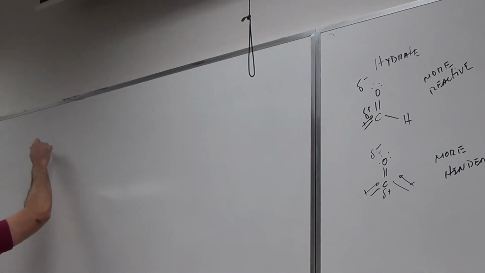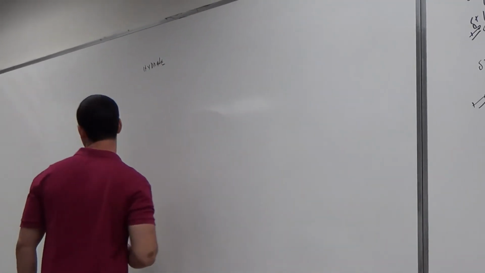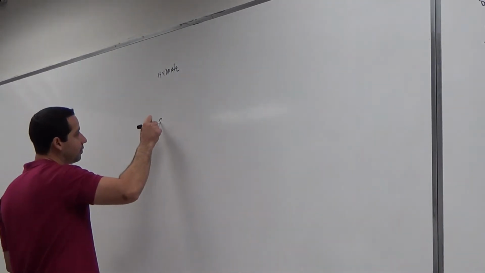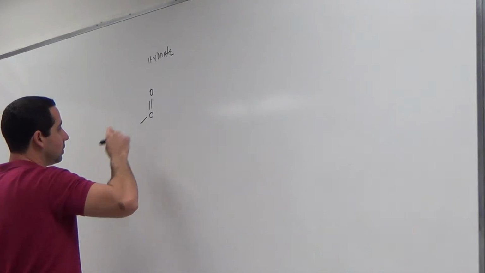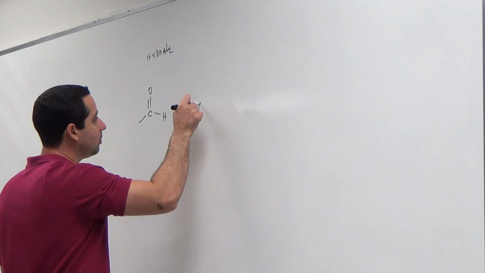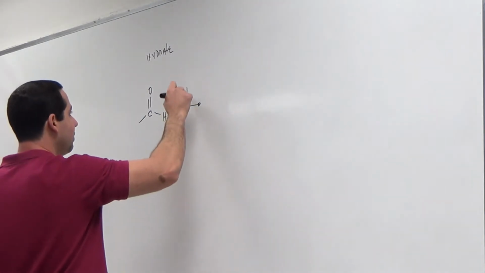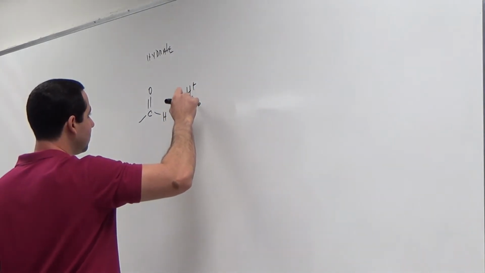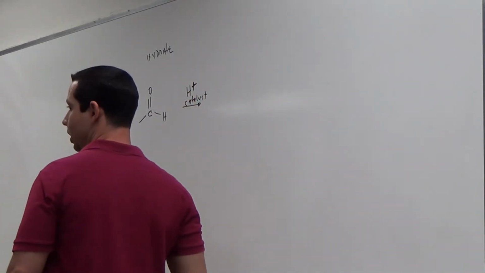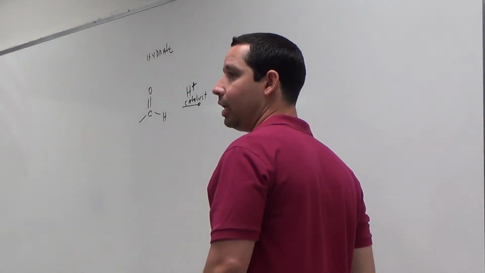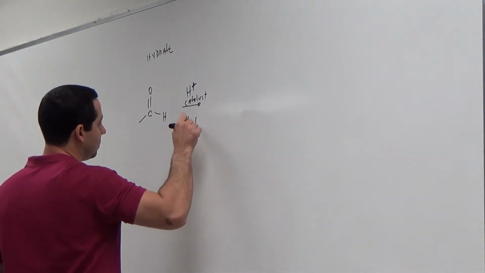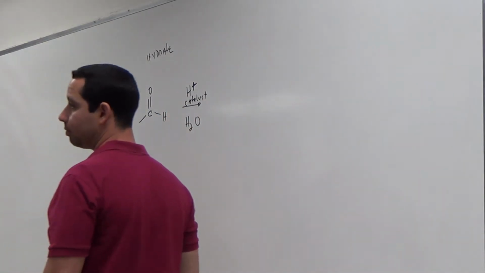Let's say I have it right. Most of these reactions are under equilibrium. So let's say I have that, okay? And what I have is an H catalyst. So that means a catalytic amount of H plus, and H2O.